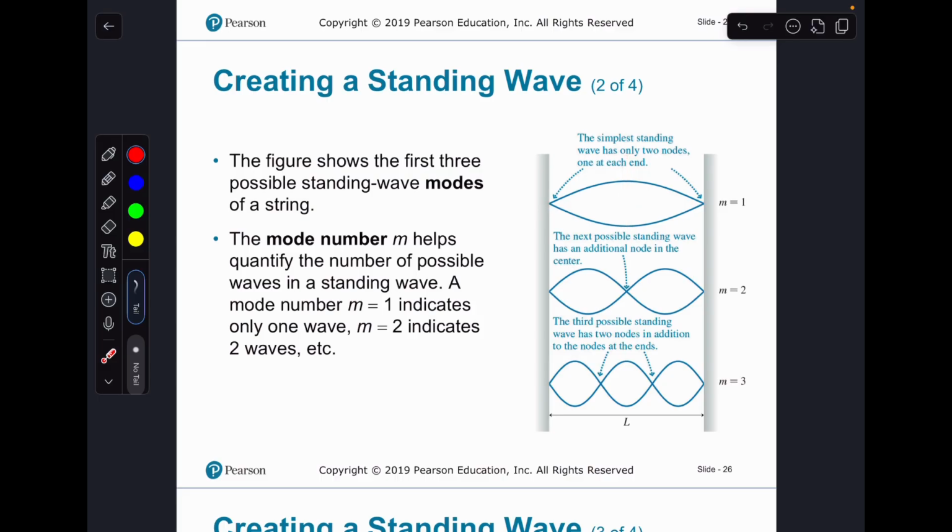Mode 2, so let's say I increase the frequency a little bit more. Mode 2 is going to have 2 antinodes, 3 nodes. So this mode number is related to the antinode number. And you will always have one more node than you do antinodes. So these are some of the patterns that you should be thinking about when you are considering standing waves.